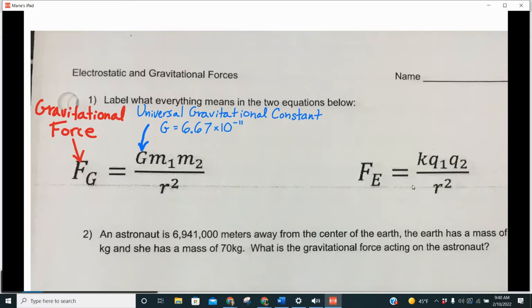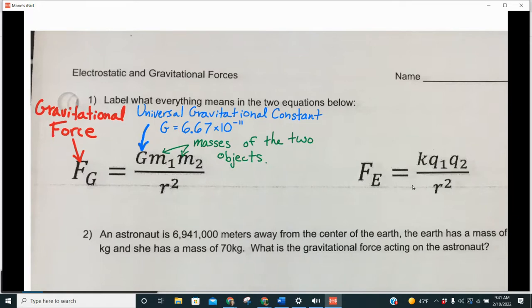I know. Okay, and then M1 and M2. These are the masses of the two objects. So if I was doing the gravitational attraction between myself and my laptop, I would use the mass of my laptop and the mass of me. If I wanted to know how much I was attracted to my phone, I could do the mass of me and the mass of my phone. So it doesn't matter what it is, you just use the mass of the two things.